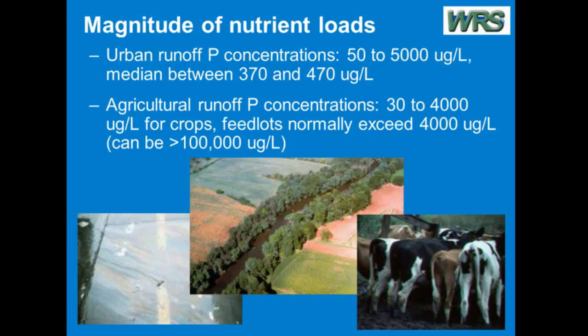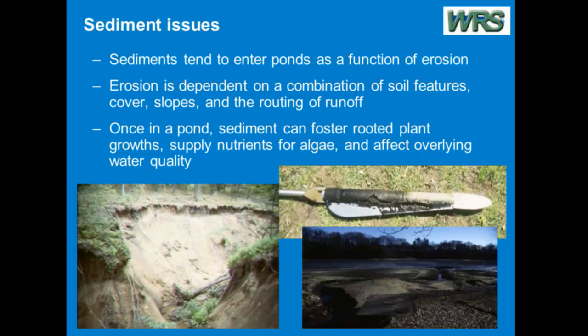In the case of feedlots, outrageous numbers. I mean, really, really high. So urban runoff and agricultural runoff can be huge problems for the aquatic environment in terms of nutrient loading. Sediment issues tend to go hand in hand with the nutrient issues, although not always.